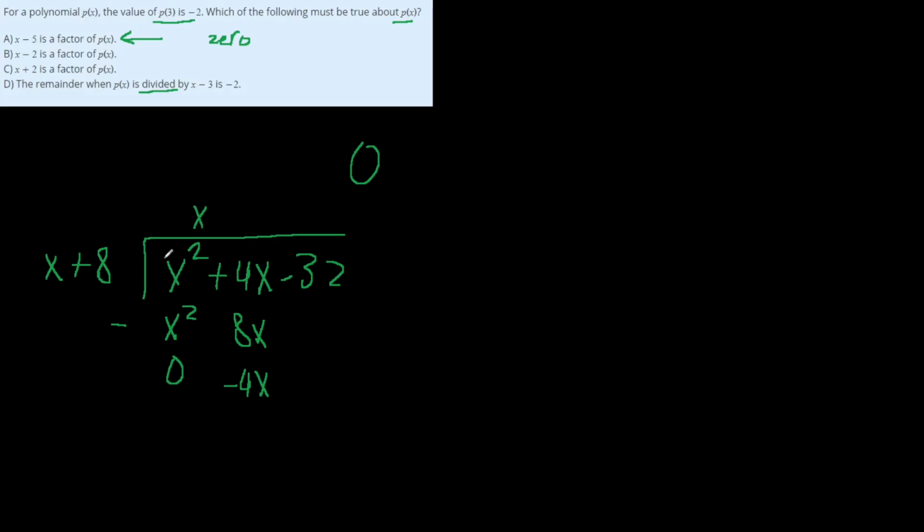And then you do the same thing, so negative 4x divided by x is minus 4, and then you multiply it back, you do minus 4x, and then 8 times negative 4 is negative 32, right? And then you subtract that and you get 0. So you have no remainder, and you get the other factor: x plus 8 and x minus 4.